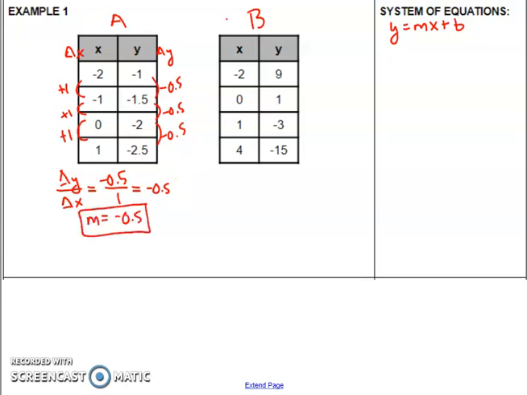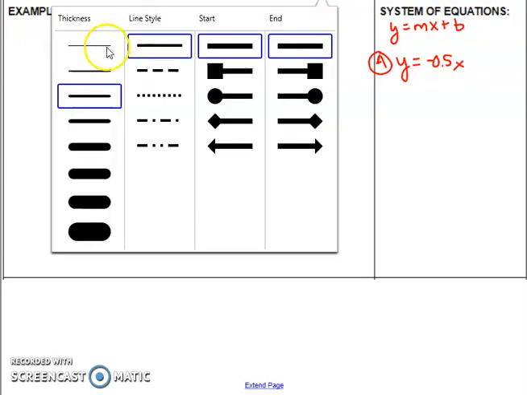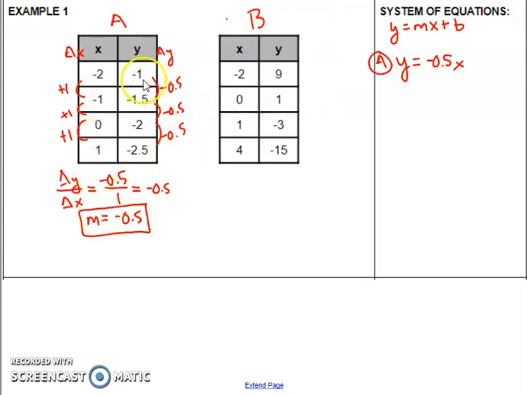All right, awesome. The second thing that I need, so I know for A that I'm going to have y equals -0.5 times the x value. Don't lose your x or else it's a totally different story. Okay, so now let's look at, oh, actually I didn't want to do that yet. Let's look for our y-intercept.